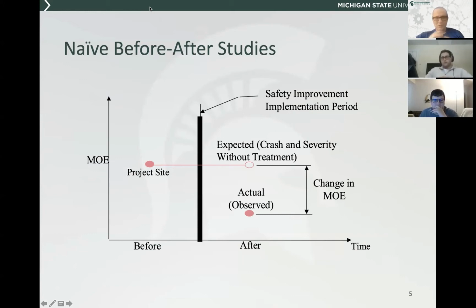Now, there's also some literature that suggests that the period shouldn't be overly long. So 10 years might not be a good idea for an analysis time period. Any thoughts as to why that may be the case? I mean, maybe over a 10-year period, there's other factors that could change, like land use around the area or traffic volumes or patterns or things of that nature.